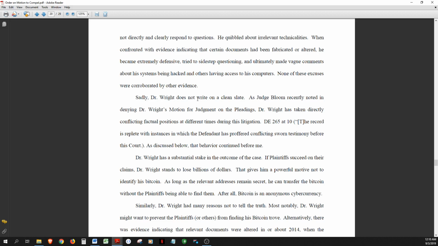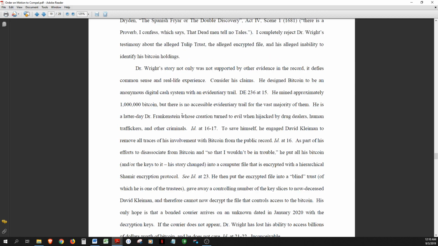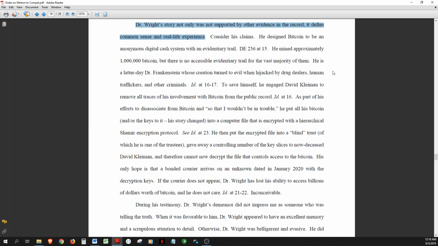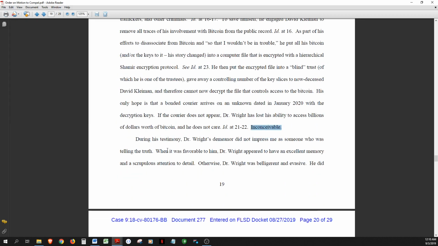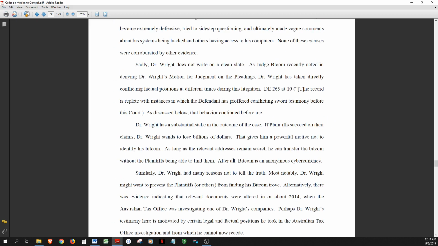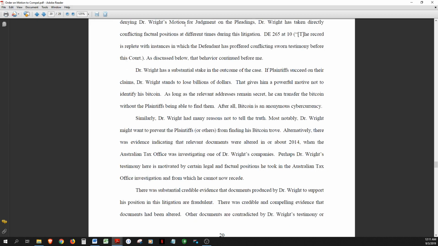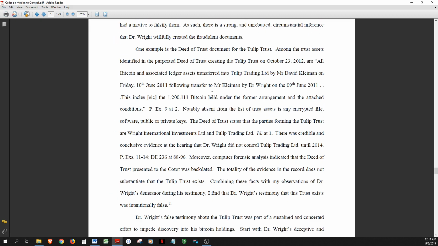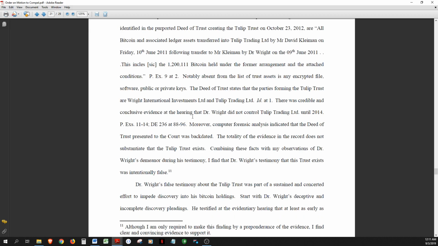Again, this discussion part is absolutely hilarious, though. Dr. Wright's story not only was not supported by evidence, it defies common sense and real life experiences. There's a movie, The Princess Bride. Inconceivable. Yeah, definitely. It's filled with things like that. So the court's not buying it. It says that Dr. Wright was acting in bad faith and purposefully stalling the litigation. So it was just like, all right, I'm going to go ahead and say that you're doing this purposely, because I don't believe you.